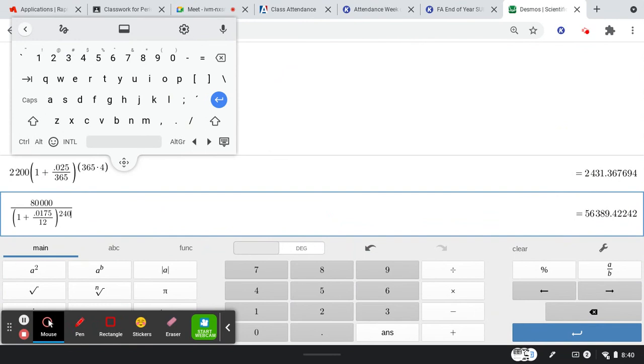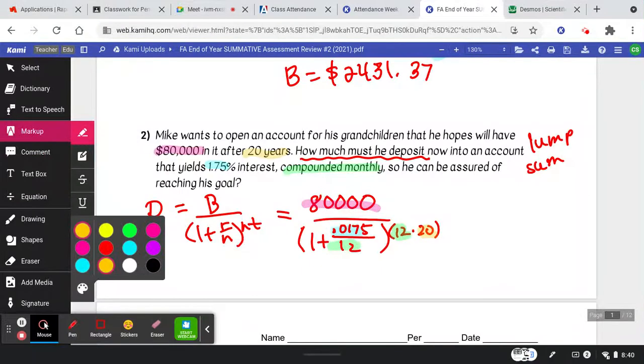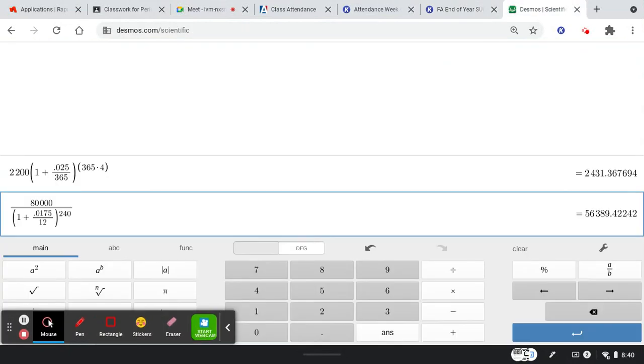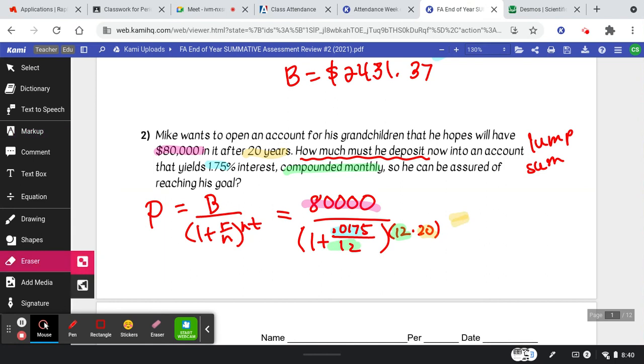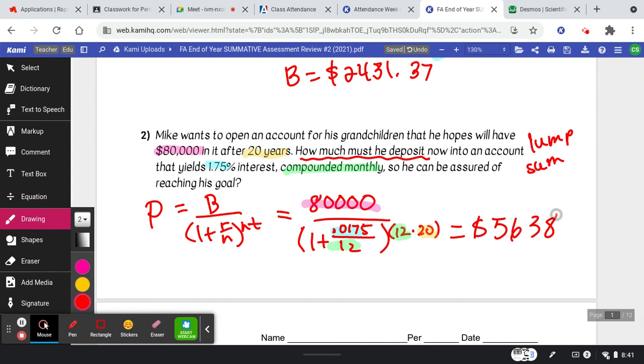Okay. How'd we do? 80,000, 1 plus 0.0175 divided by 12 to the 12 times 20. How'd you do? Got it? Read me that answer. Good. So equals 56.42.